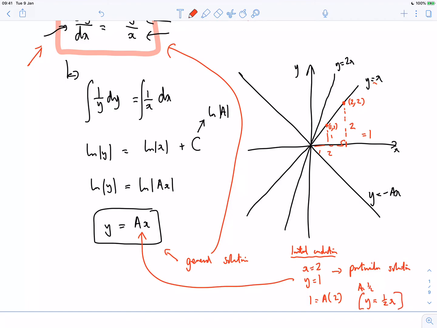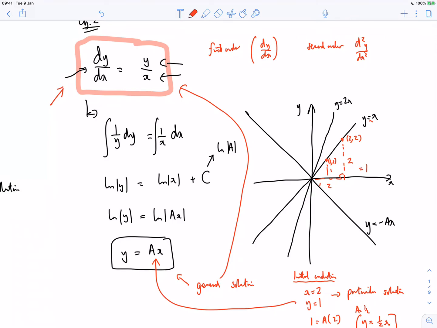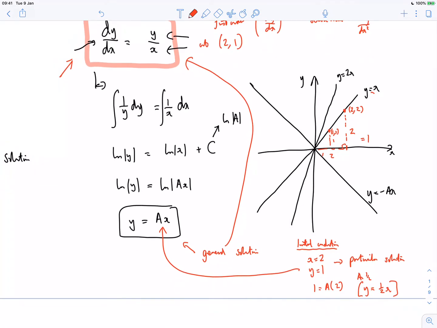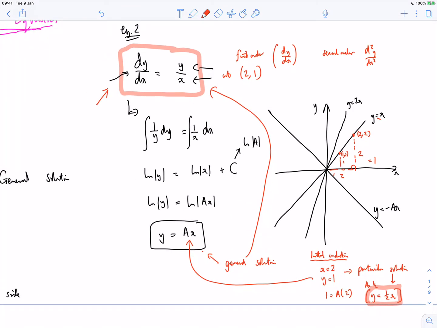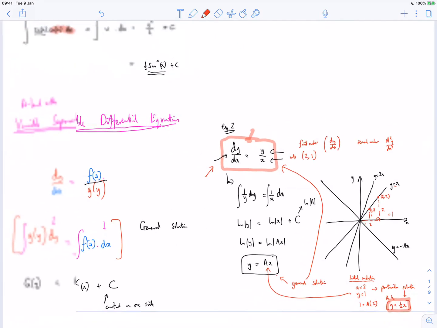So if we were asked to solve dy over dx equals y over x, and it goes through the point 2, 1, then the general solution would be this, but the actual particular solution would be y equals a half x. y equals a half x is the only function that has a derivative of y over x, and also goes through the point 2, 1.